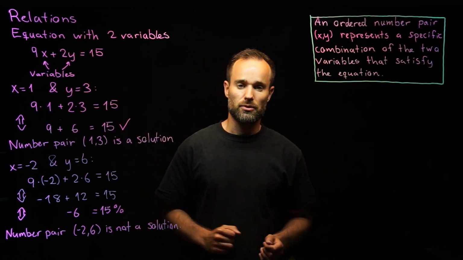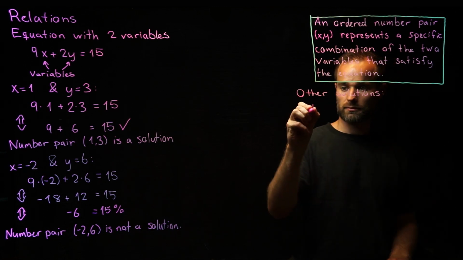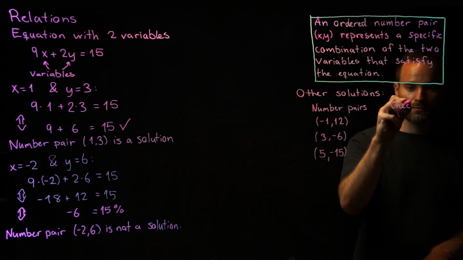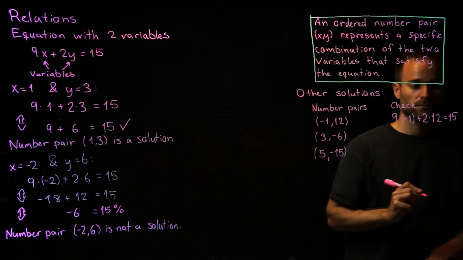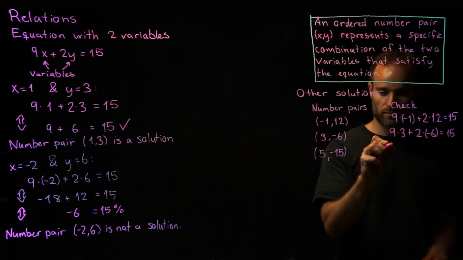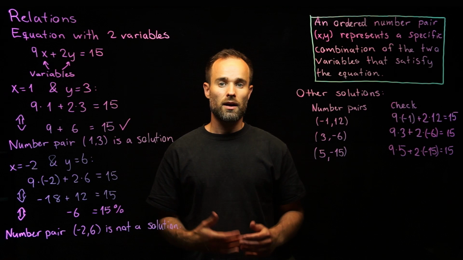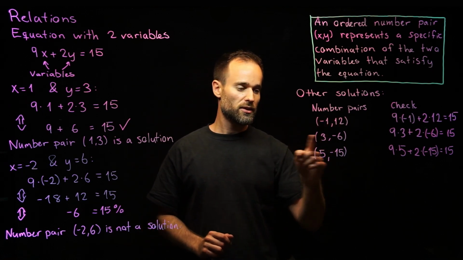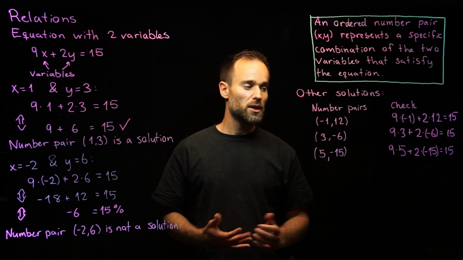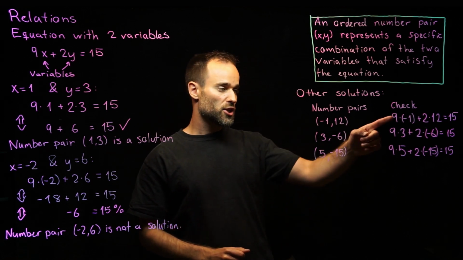Here's a list of some other solutions. The number pairs (-1, 12), (3, -6), and (5, -15) are also solutions because when substituted into the equation, they make the equation true, which is checked here just to be sure.